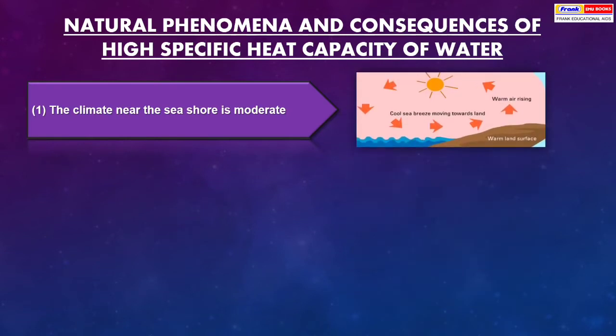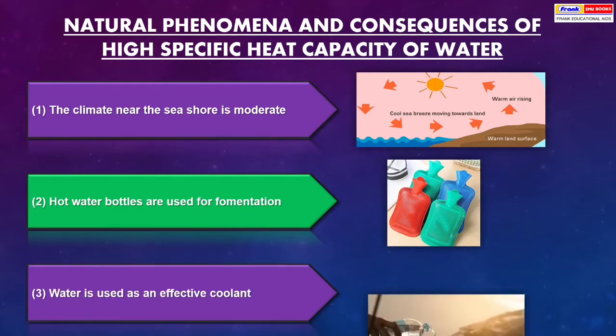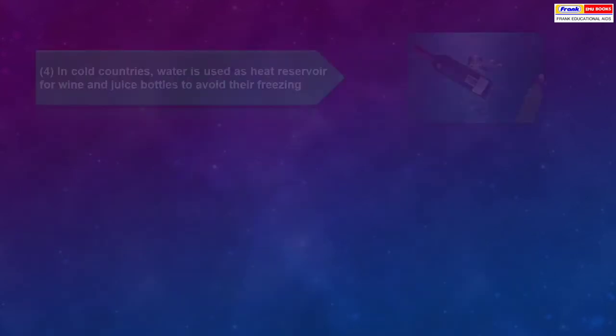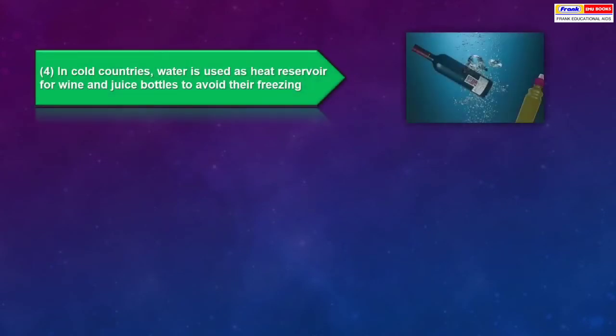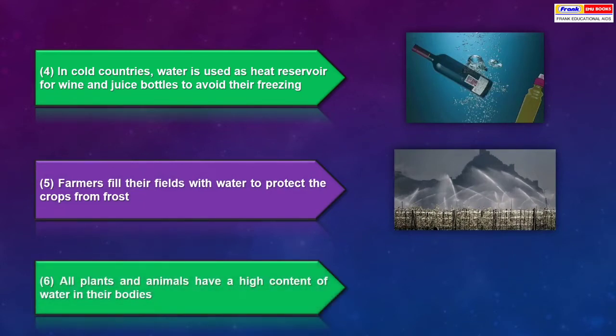The climate near the seashore is moderate. Hot water bottles are used for fermentation. Water is used as an effective coolant. In cold countries, water is used as a heat reservoir for wine and juice bottles to avoid their freezing. Farmers fill their fields with water to protect the crops from frost. All plants and animals have a high content of water in their body.